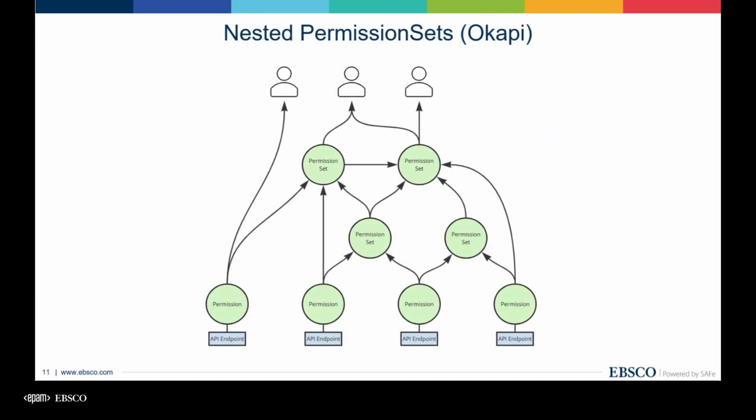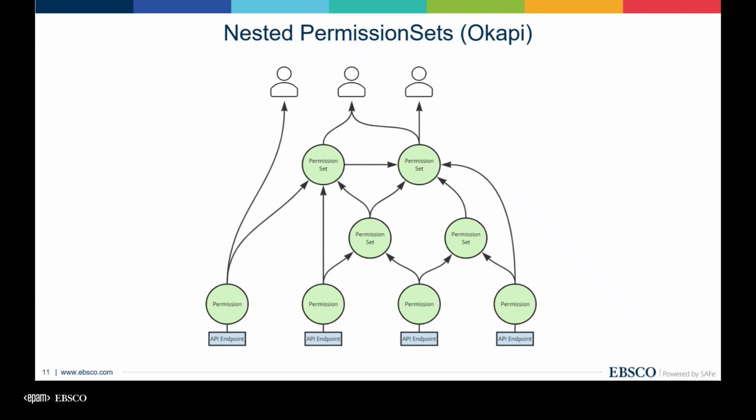So this is, believe it or not, a simplified version of what the permission set landscape looks like on Okapi. If you start at the bottom, we have API endpoints. Those are protected by what are often referred to as just backend permissions or fine-grained permissions that are required in order to invoke that particular API endpoint. Those are often rolled up into permission sets, either on the back end or by the front end modules. And then those permission sets are often grouped into user-defined permission sets.